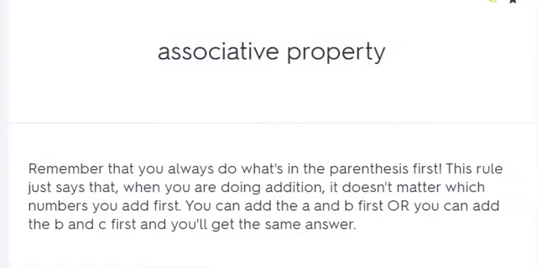Associative property. Remember that you always do what's in the parentheses first. This rule just says that when you are doing addition, it doesn't matter which numbers you add first. You can add A and B first or you can add B and C first and you'll get the same answer.